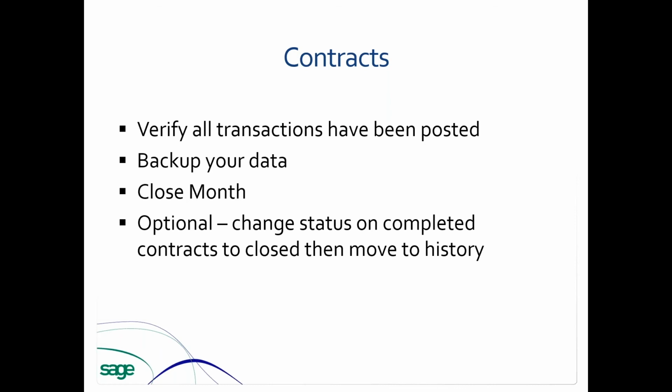Again, if you want to move some of your older contracts out, if you change the status on the contract to completed and then closed, you can then move them to history. And then again, run compact on your contract files so that things run a little bit faster.